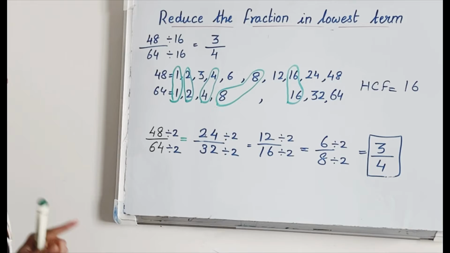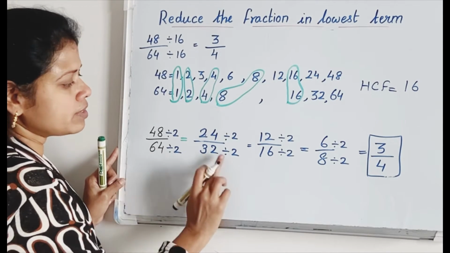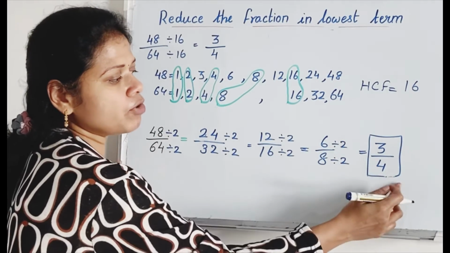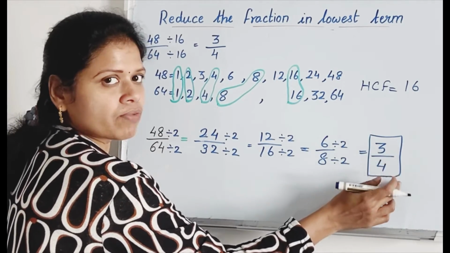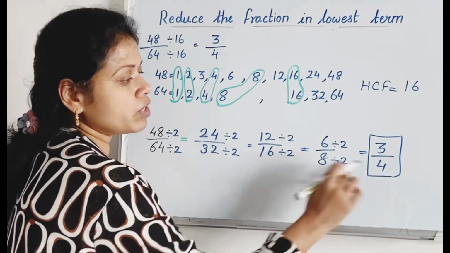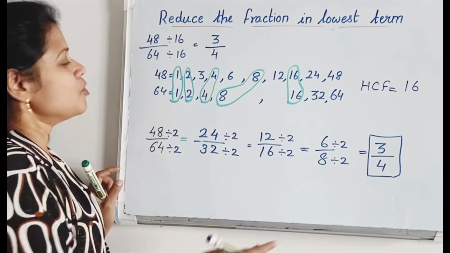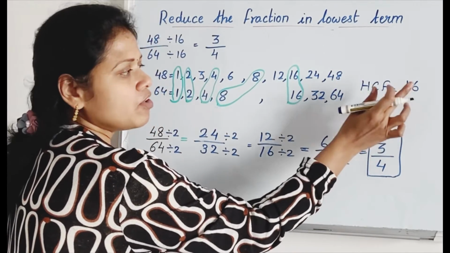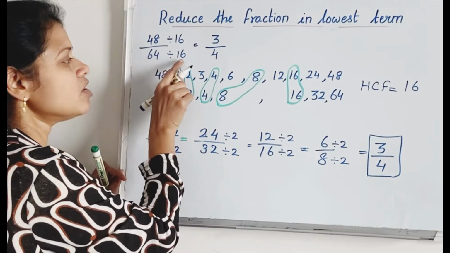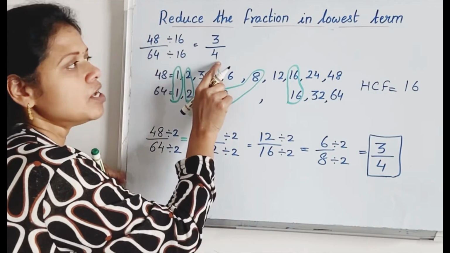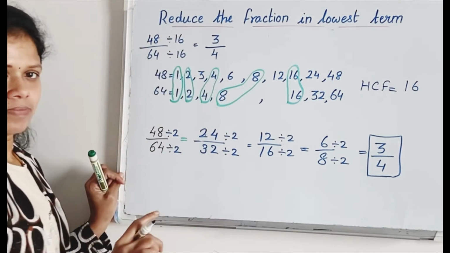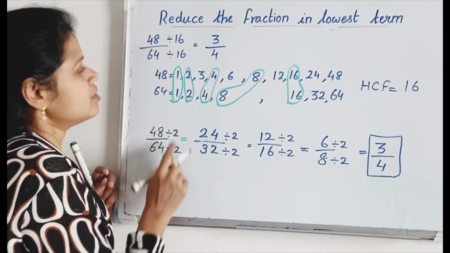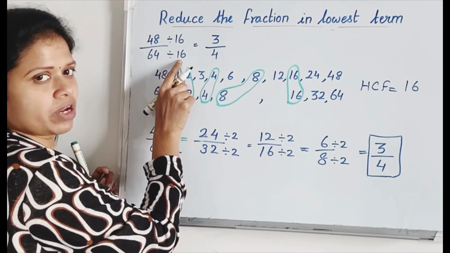In the first method, using the common factor, you have to do the division repeatedly to get the lowest term. But if you follow this method and know the highest common factor, you can do the division only once to get the lowest term of the fraction. So these are the two methods: one, using the common factor; next, using the highest common factor.